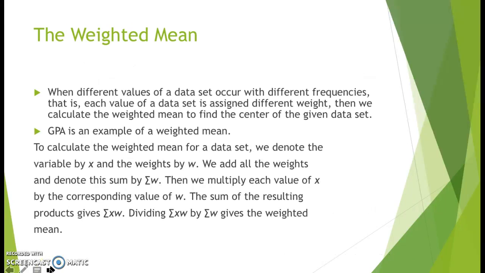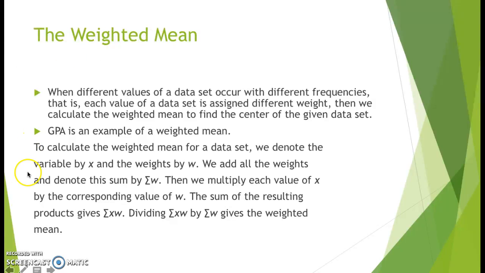Next, we're going to talk about the weighted mean. This is when different values of a data set occur with different frequencies. That is, each value of a data set is assigned a different weight. GPA is a really good example of a weighted mean. So you maybe didn't realize that when you worry so much about GPA, you're dealing with a weighted mean.